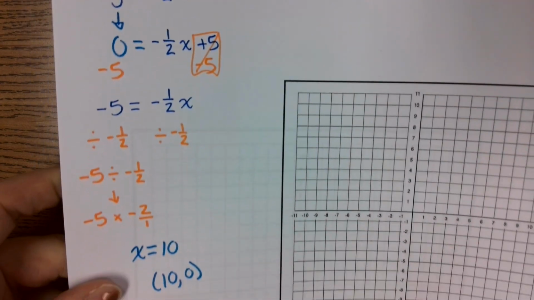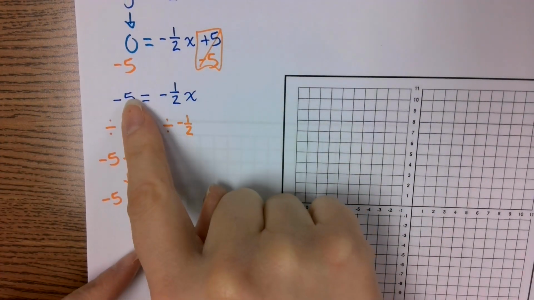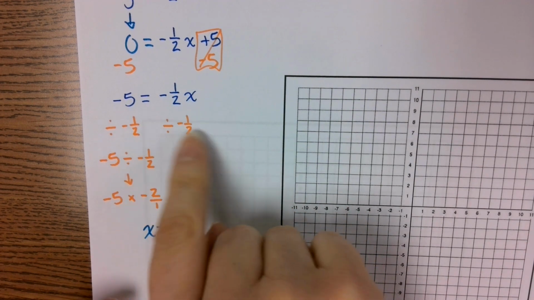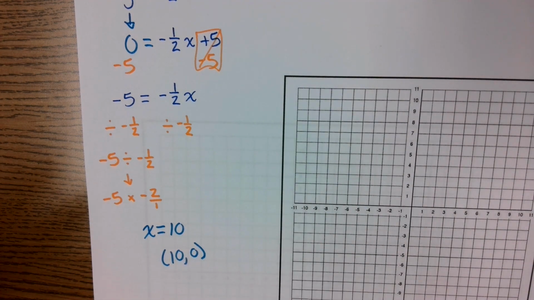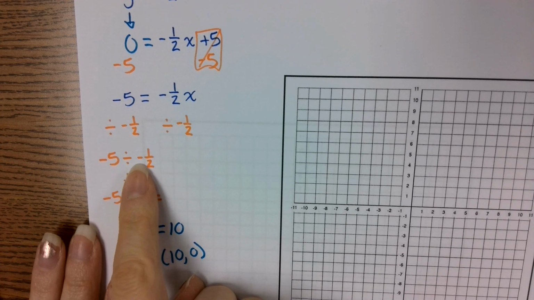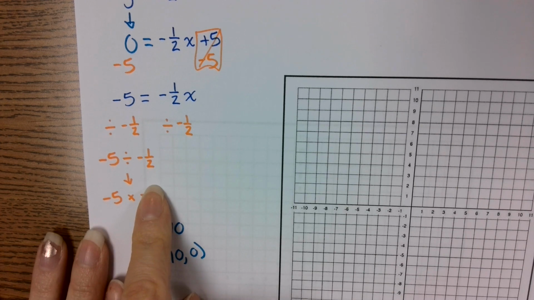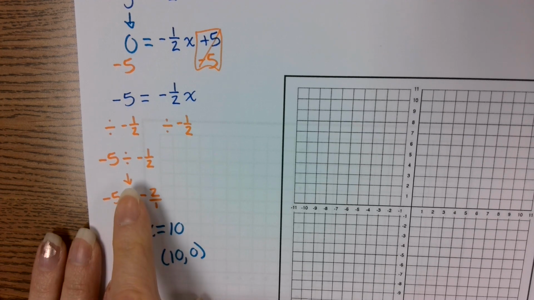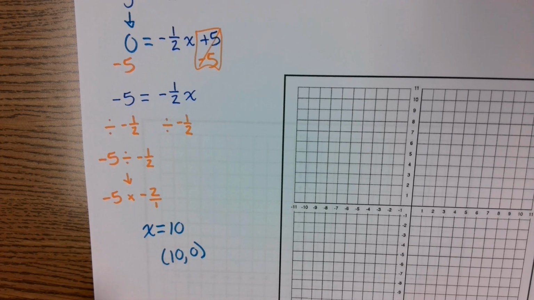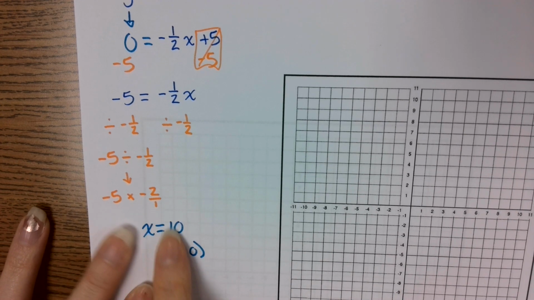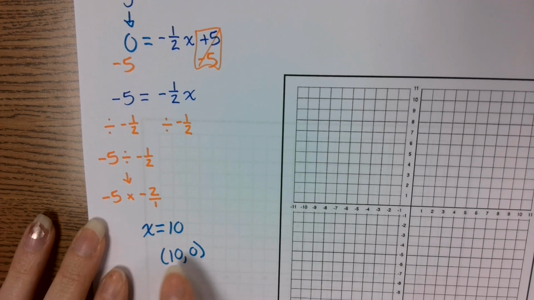We would then subtract 5 from both sides. That would give us negative 5 is equal to negative half x. We would then divide both sides by negative half. You will have your calculator with you at this time, but in case you ever don't have a calculator, negative 5 divided by negative half is the exact same thing as negative 5 times negative 2 over 1. Dividing by negative 1 over 2 is the same thing as multiplying by negative 2 over 1. It's called a multiplicative inverse. Now, when you do negative 5 times negative 2, you get a positive 10. So (10, 0) is your x-intercept.